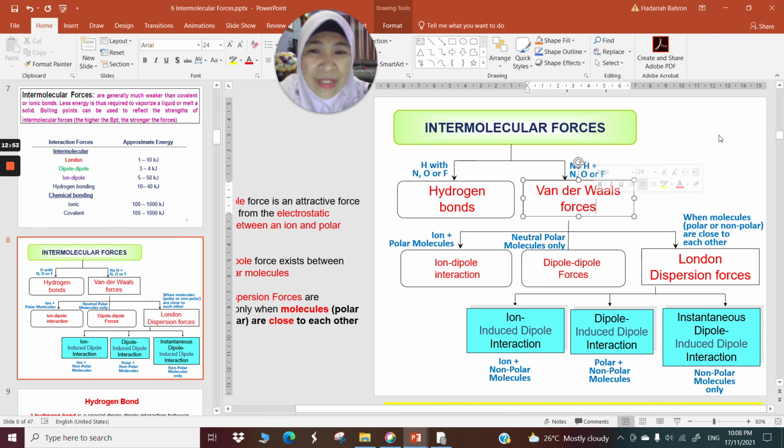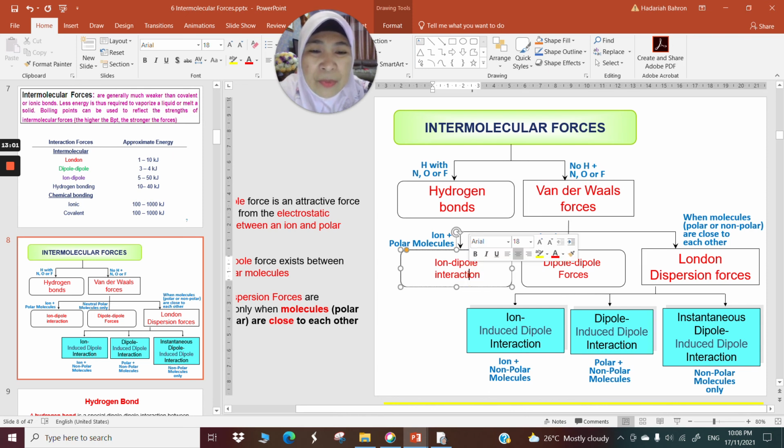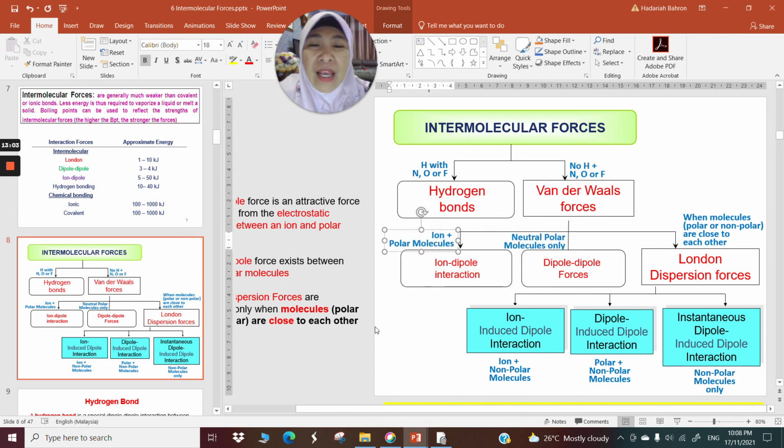Now this van der Waals forces can be divided roughly into three. You can have ion-dipole interaction. This is when you have ions in the presence of a polar molecule. For example, sodium chloride in water. You know water is a polar molecule. So sodium chloride in water will have interaction between the ion and the dipole of that polar molecule, which is water in this example.